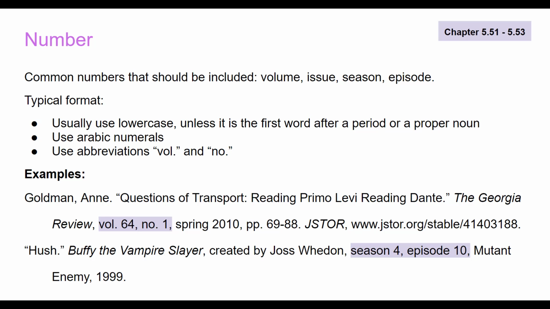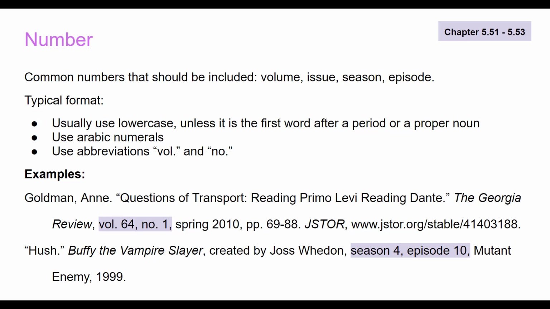So common ones that you are going to see are volume, issue, season, episode. You're typically going to use lowercase, again, unless it is the first word after a period or proper noun. Probably won't be in most cases. You're going to translate anything into Arabic numerals. So instead of writing out 64 or using Roman numerals like VI or anything like that, you're going to actually use Arabic numerals for 64 and number 1. And you'll use the abbreviations VOL period for volume and NO period for number, for an issue number.